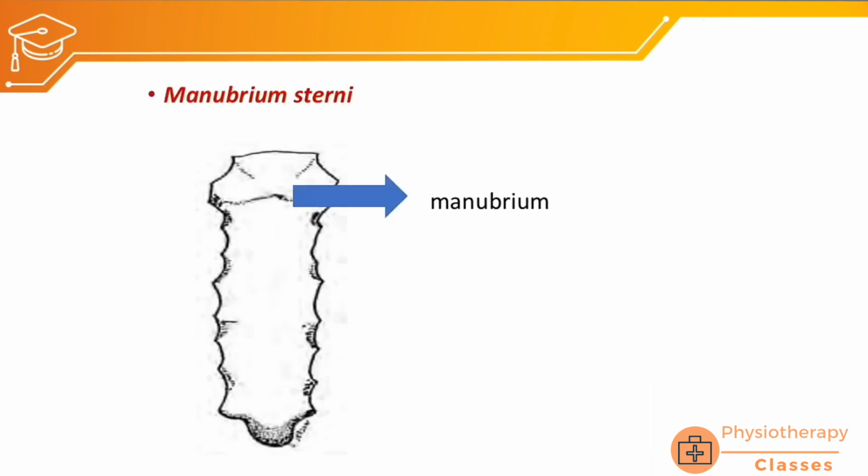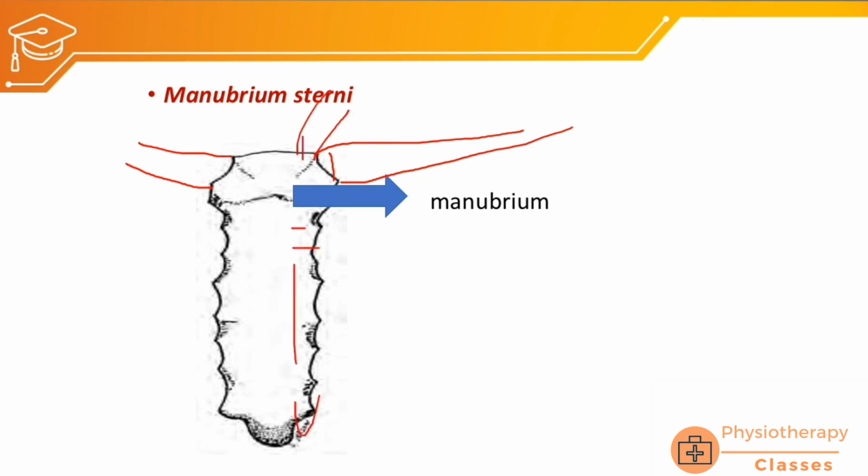Coming to the next bone that forms the shoulder complex, the manubrium sterni. The clavicle gets attached to the manubrium sterni, with the sternal end of the clavicle on both sides of the manubrium sterni forming the sternoclavicular joint. It also gives a lot of attachment to muscles such as sternocleidomastoid and pectoralis major on the sides of the sternum.